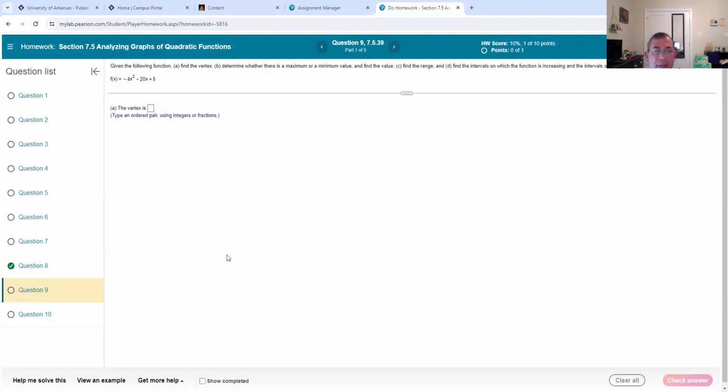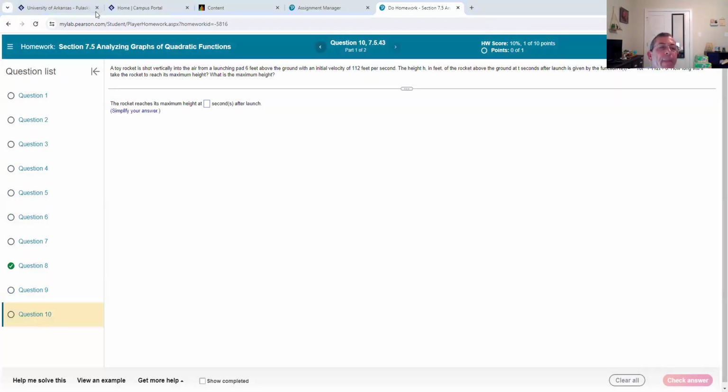All right, y'all, so that's the same thing. So I'm gonna skip through to number 10. This is the application problem I was telling you about. They're shooting a toy rocket into the air from a launching pad 6 feet above the ground, and they're telling you the initial velocity is 112 feet per second. So they're giving you a formula for this.